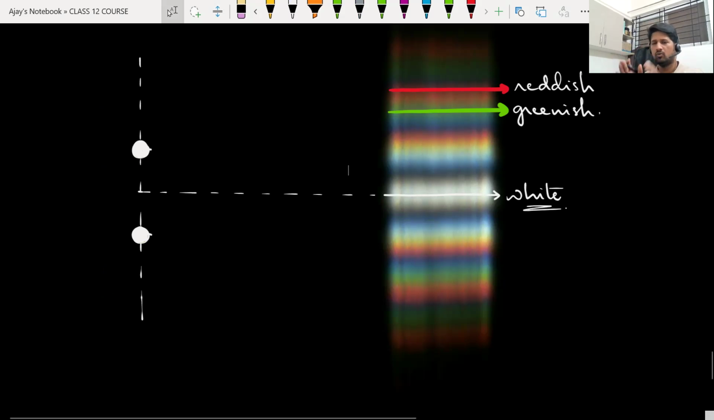Basically, it's an overlapping of patterns formed by all 7 colors. For all 7 colors, the central maximum is the same. So all 7 colors have their maxima at point O. Therefore, at O, you will see a bright white band. But as you go away from O, different colors have maxima at different positions.